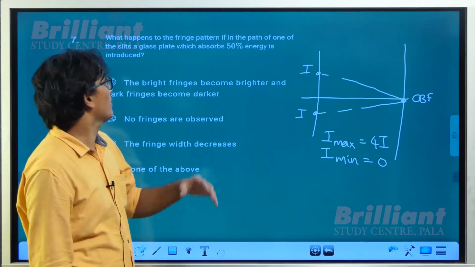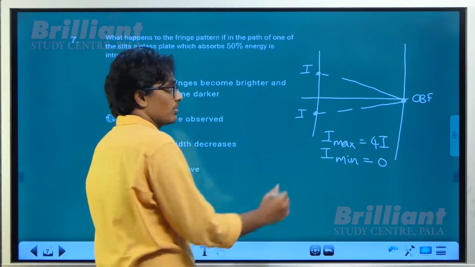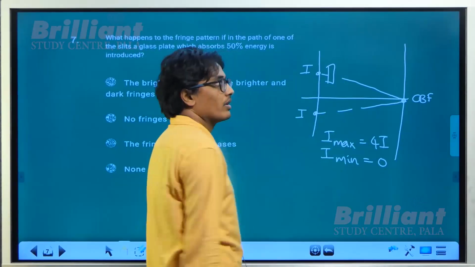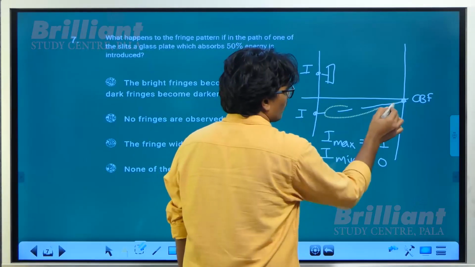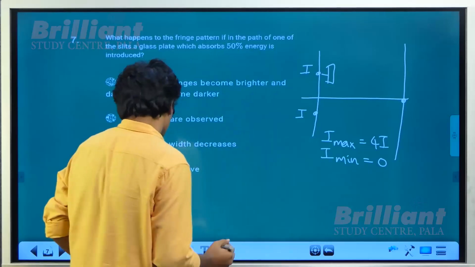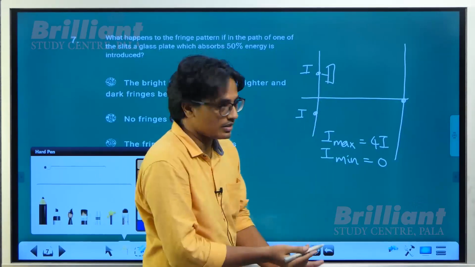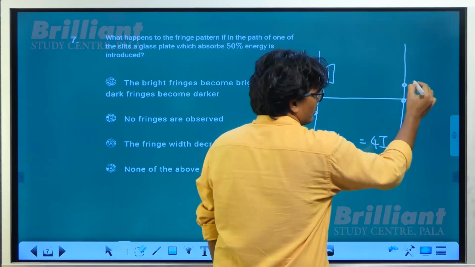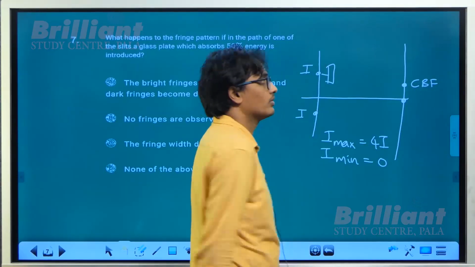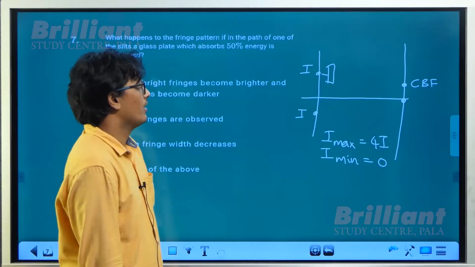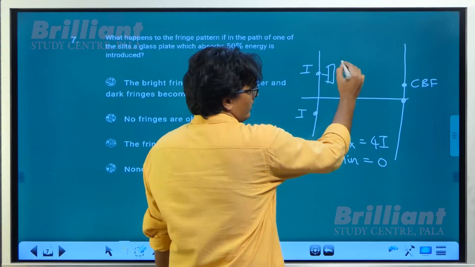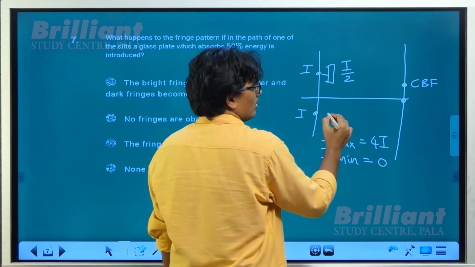Okay. Now they are inserting a glass plate. Suppose if you put a glass plate here, because of a glass plate, central bright fringe shifts. Whenever you insert a glass plate, central bright fringe always shifts towards the glass plate. So now the central bright fringe has shifted, and they are also saying this will decrease the intensity. So this is I by 2 now, and this is still I.